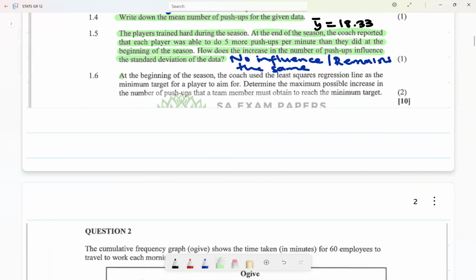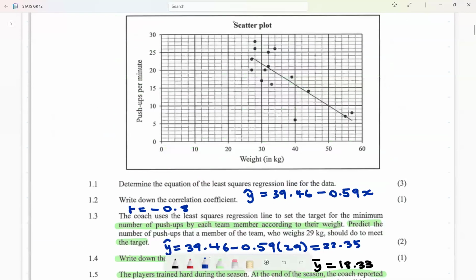They say, at 1.6, at the beginning of the season, the coach used the least square regression line as the minimum target for a player to aim for. Determine the maximum possible increase in the number of push-ups that a team member must obtain to reach the minimum. Let me break this down. At the beginning of the season, the coach used the least square regression line as a minimum target.